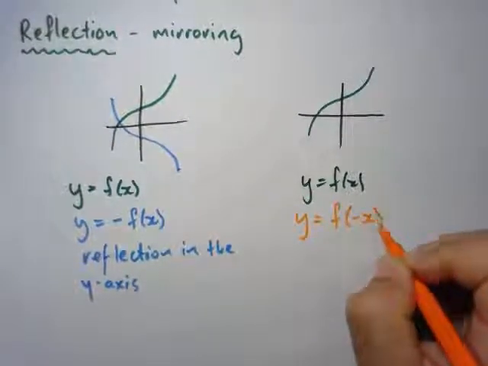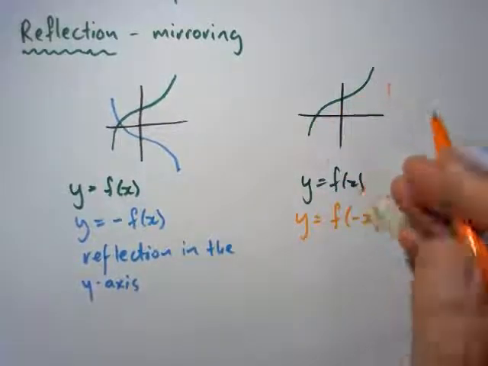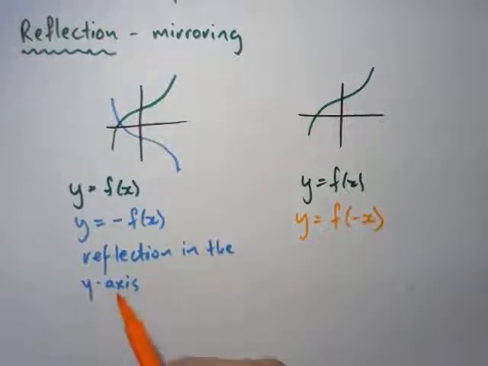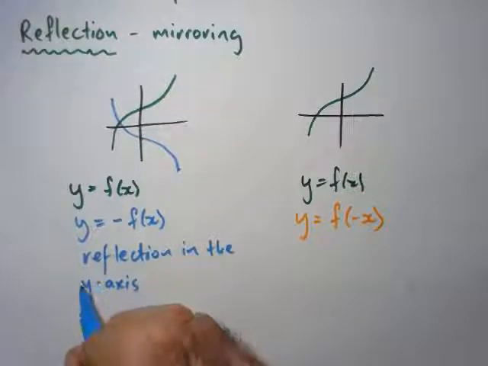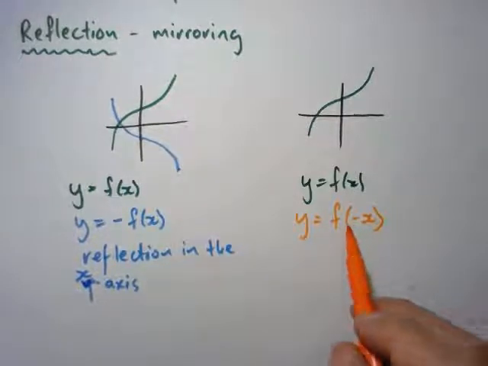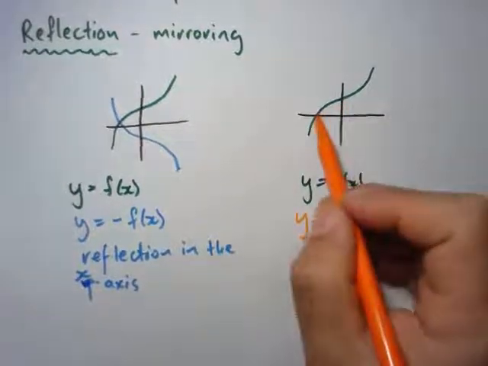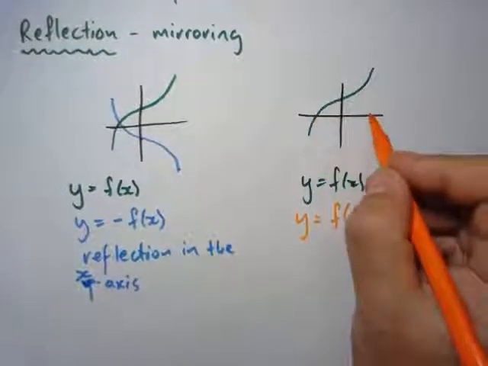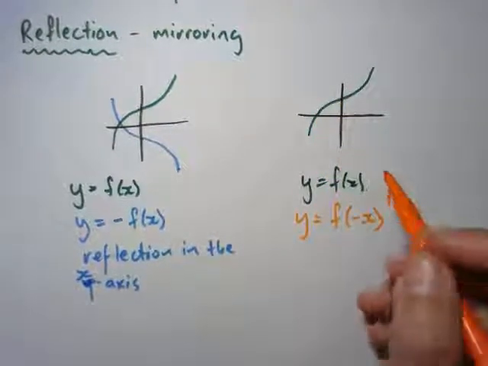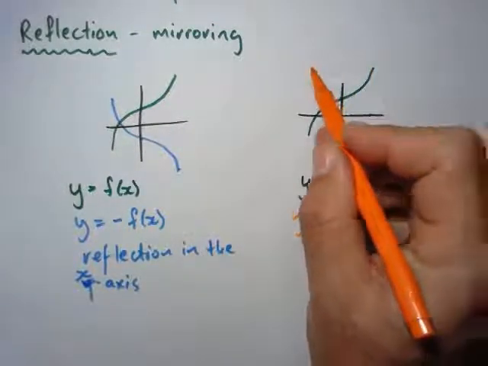So it's f(negative x). What will happen now is all my x values will change. So there will be reflection in the y-axis because my x values will swap. It means that if x was negative 3, it will become positive 3. When x was 0, it will stay 0. When x was 3, it will become negative 3.